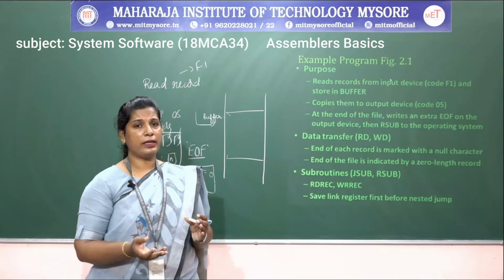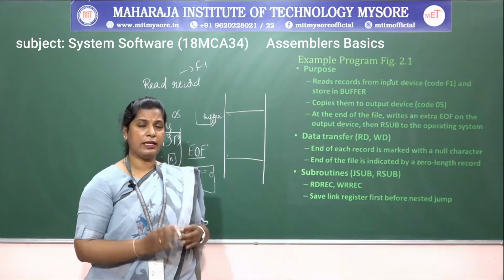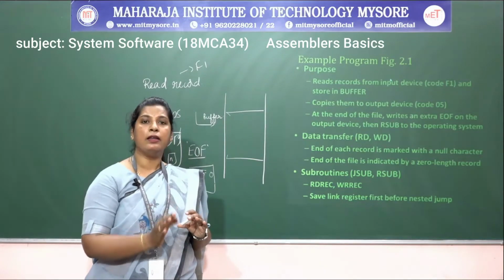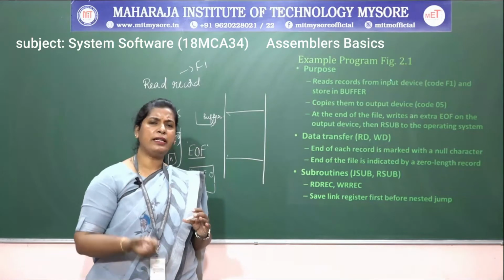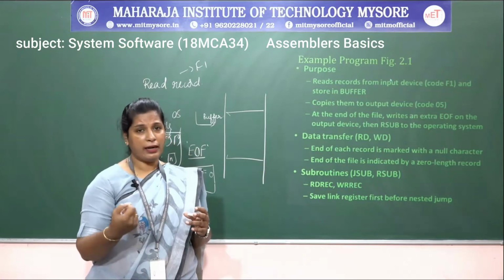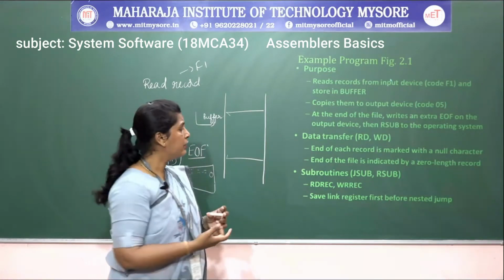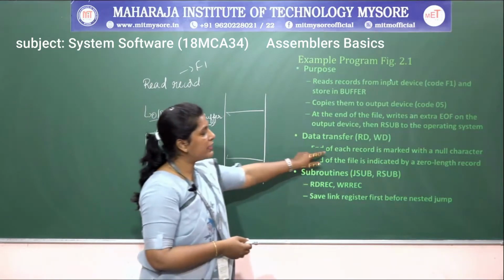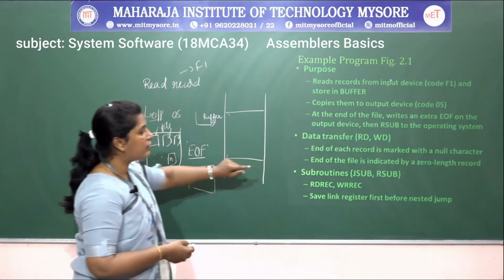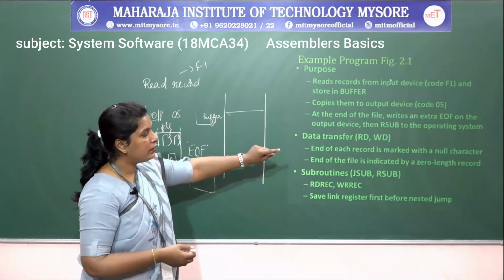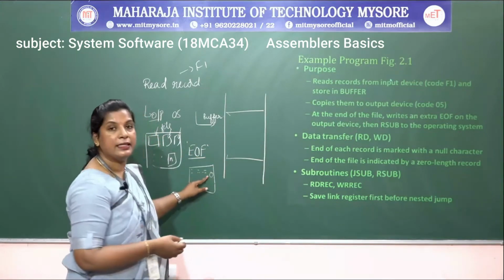It means no more characters can be read from an input device; the reading stops at that particular point. It might have any number of characters, 1 or 2, 100, 200, like that. So the end of each record is marked with a null character, which I make by putting 0.